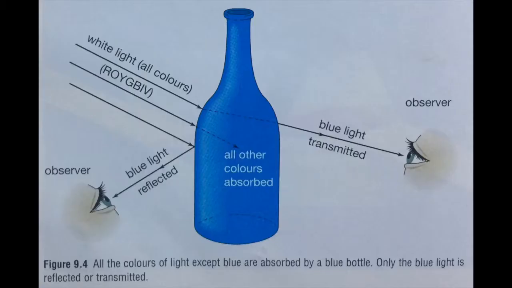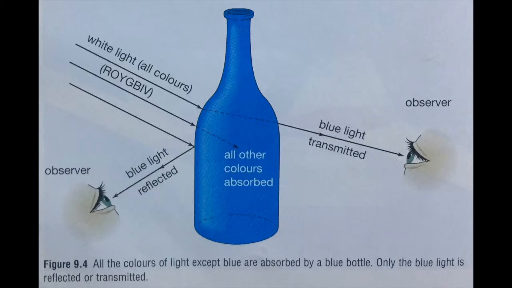When light strikes an object, the light may be reflected off the object, absorbed by the object, or transmitted through the object. When white light passes through a blue bottle, the glass absorbs all the colors of light except the blue. See figure 9.4. Figure 9.4. All of the colors of light except blue are absorbed by a blue bottle. Only the blue light is reflected or transmitted.